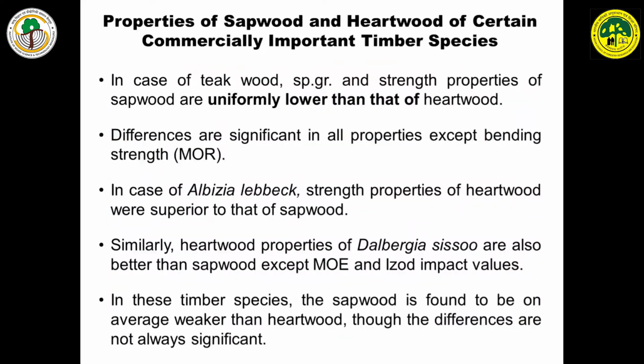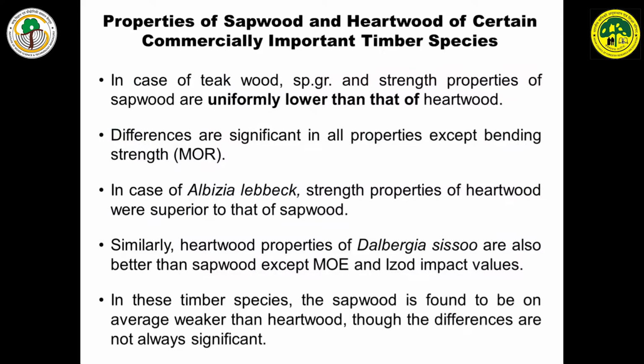So in case of teak, specific gravity and strength properties of the sapwood are uniformly lower than those of the heartwood, as we have seen in the table. The differences are significant in all properties except bending strength. So bending strength was almost similar. Other properties were better for heartwood compared to sapwood.